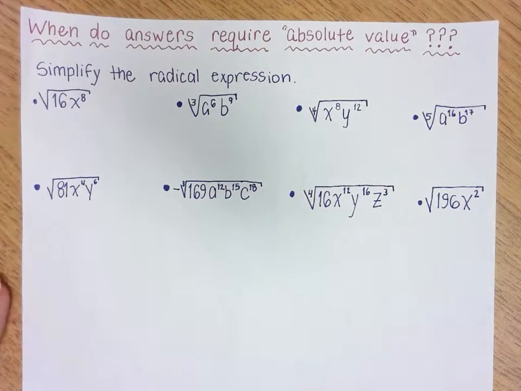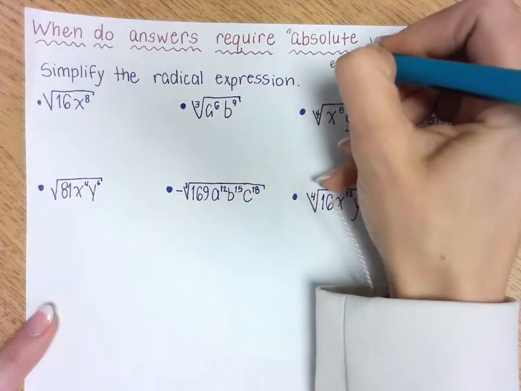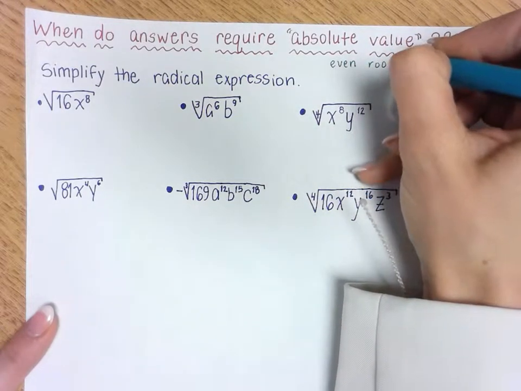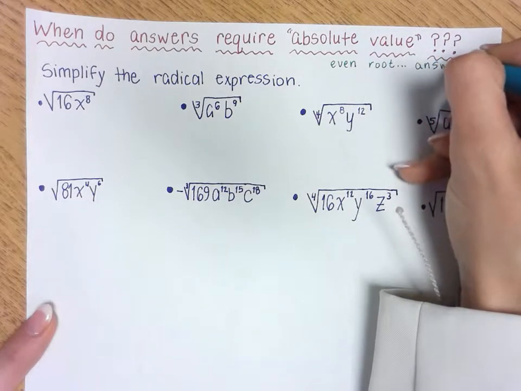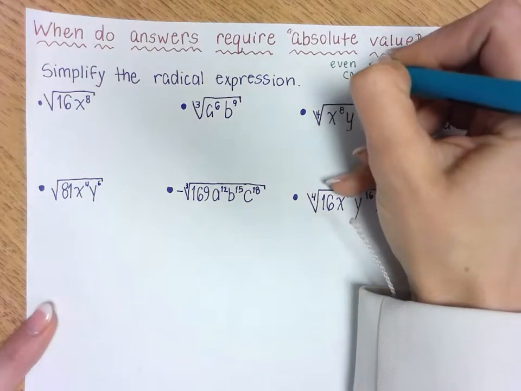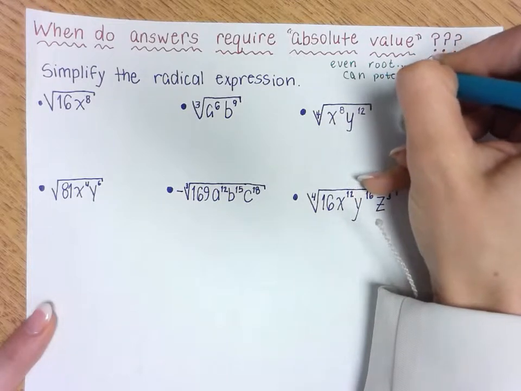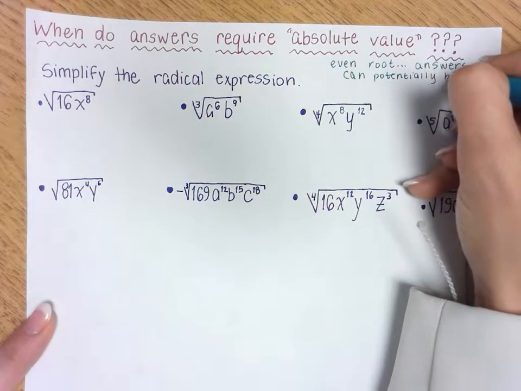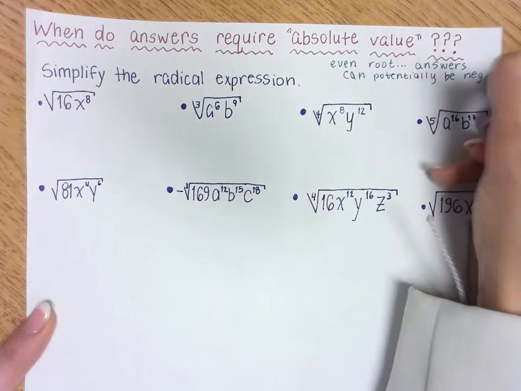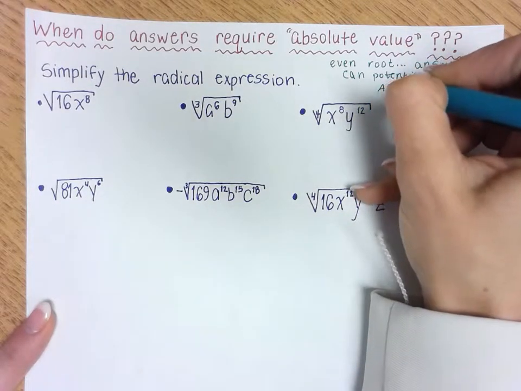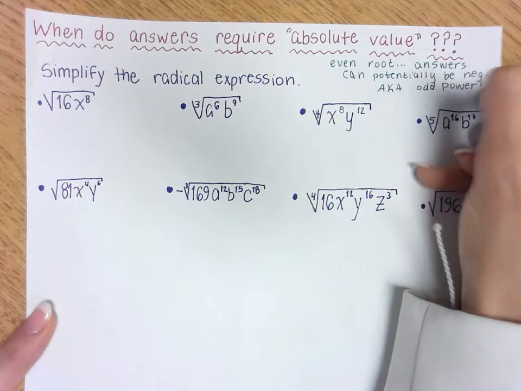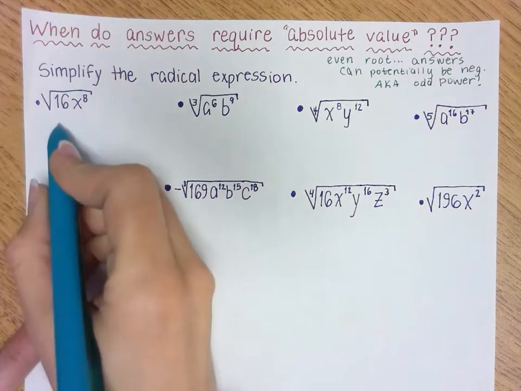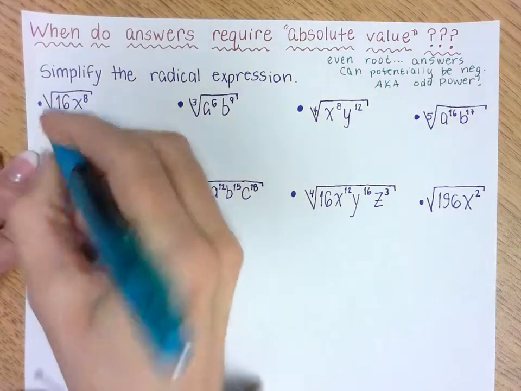Simplify the radical expression. And when do answers require absolute value? Basically when you have an even root and the answer that came out can potentially be negative, aka odd power. You'll see what I mean in just a second if you're still confused. Square root, even root, gotta watch out, of 16 is 4.